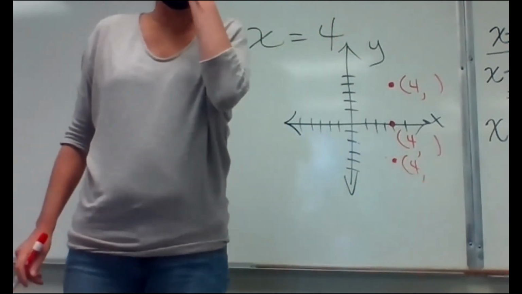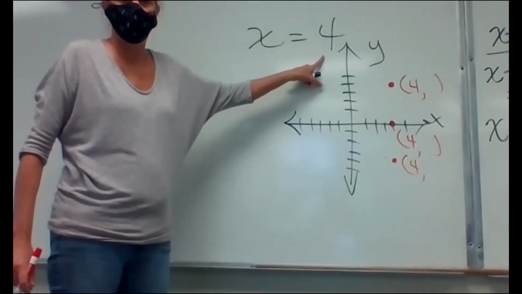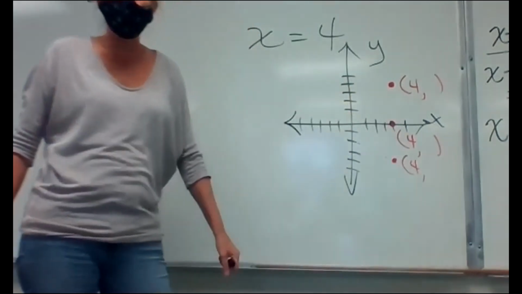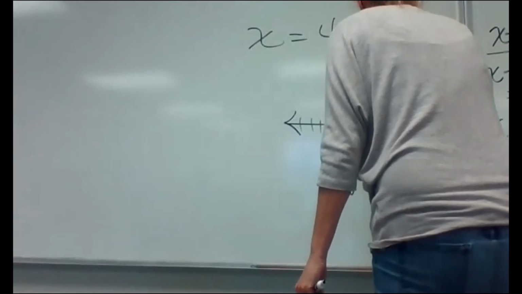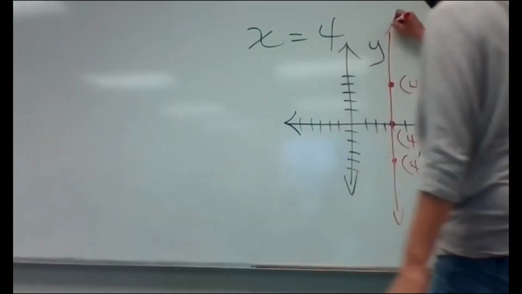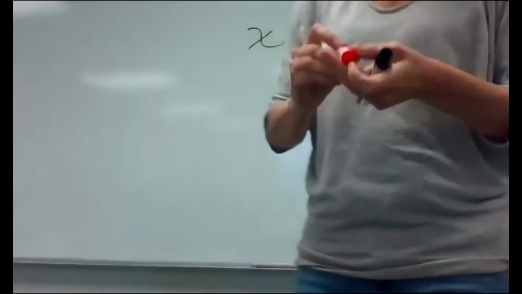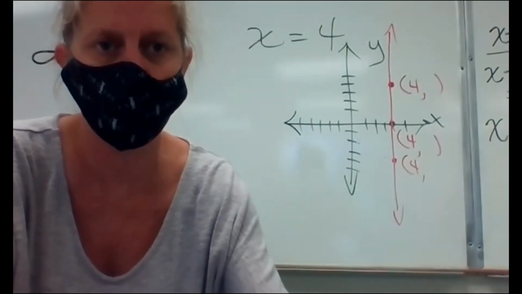What are the Y coordinates? You know what this equation says? It doesn't care. As long as the X coordinate is 4, it doesn't care what the Y coordinate is. Look what kind of line this makes. A vertical line. So all it cares about is the x coordinate being 4. Let's look at what this looks like in Math Lab.